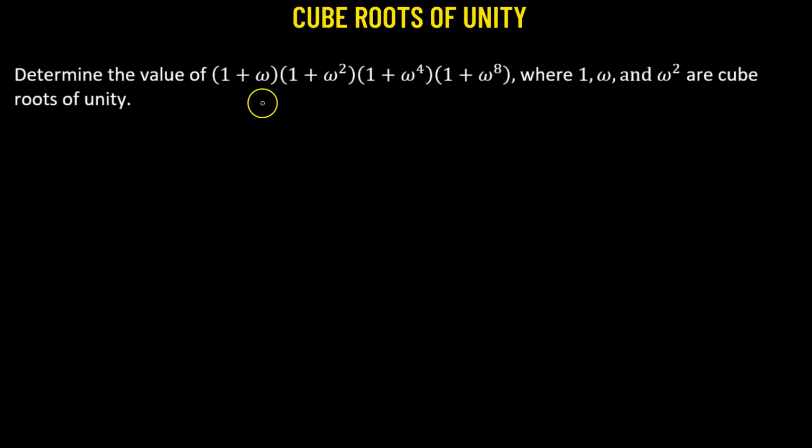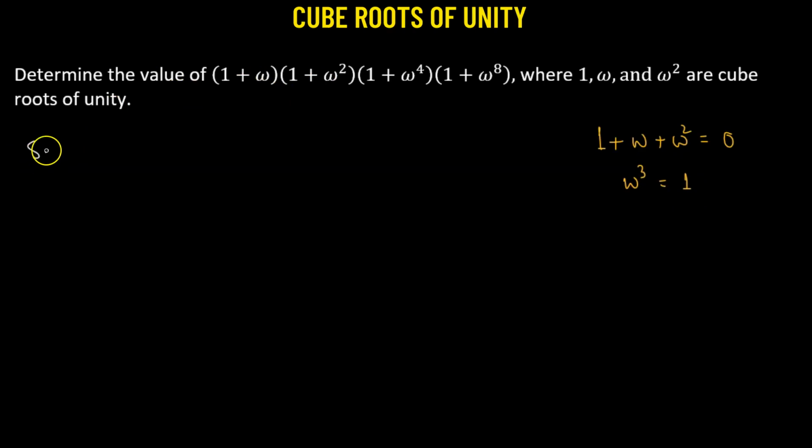In this problem, we need to obtain the value of this particular expression, provided 1, omega and omega square are the cube roots of unity. Now, before beginning, let me state two properties. If 1, omega and omega square are cube roots of unity, then it follows that the sum of the roots must be equal to 0, and the product of the roots, which will become omega cube, will be equal to 1. So we'll use this fact to find out the value.